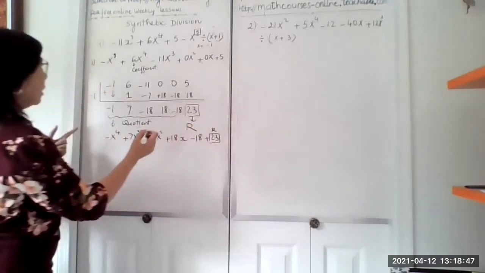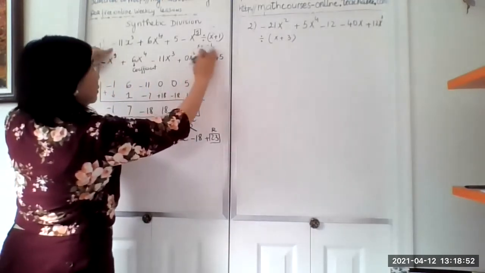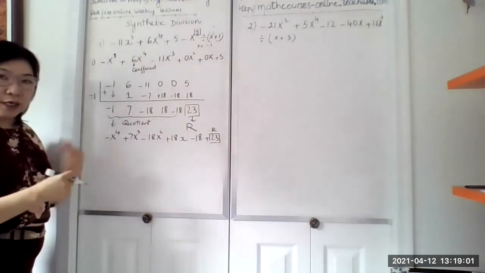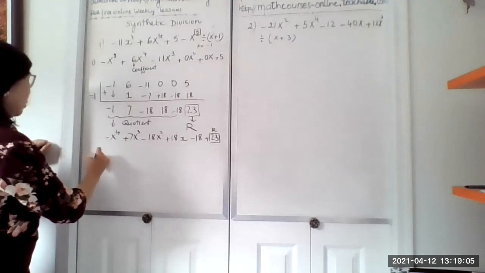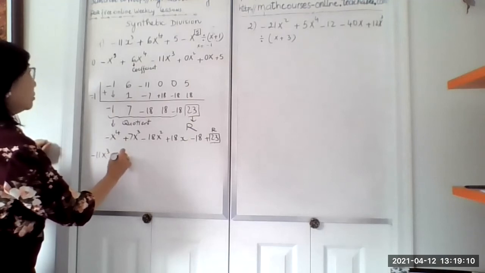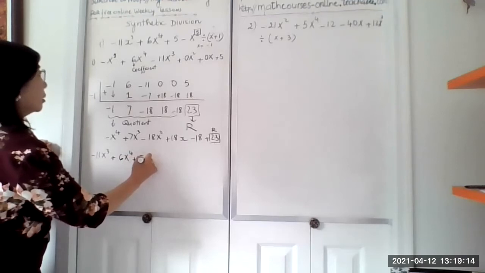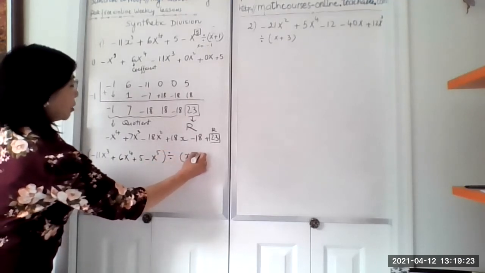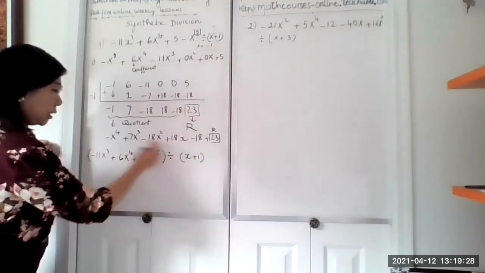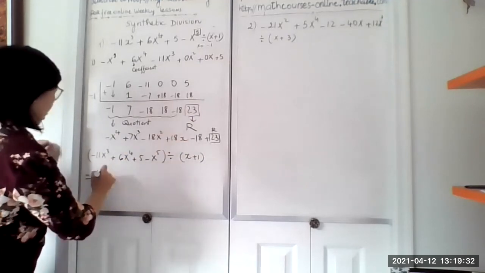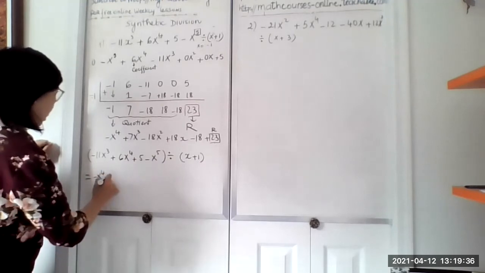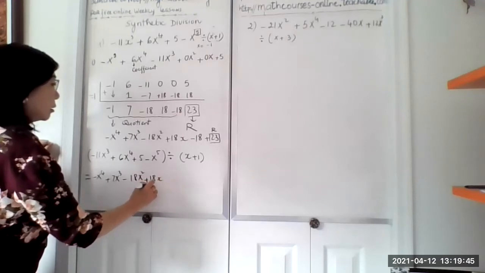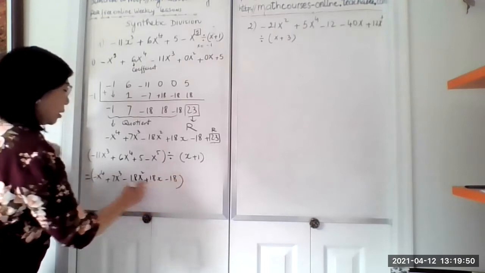So now I am going to write out the answer. I'm going to say, if this is divided by this, then it equals this. This is what we get. Because this is the first question, I would like to make it clear to all of you. So I'm going to copy exactly the same thing as the original question: minus x to the power 5 plus 6x to the power 4 minus 11 plus 5, and I'm going to put in brackets, divided by x plus 1. This operation will give us the answer as this. It will be equal to minus x to the power 4 plus 7x to the power 3 minus 18x squared plus 18x minus 18.